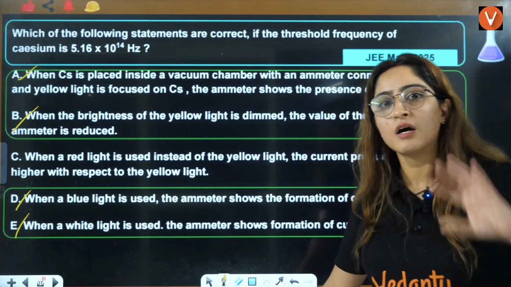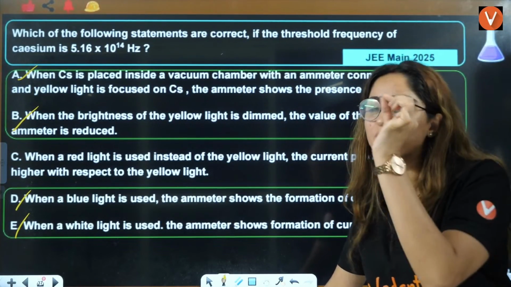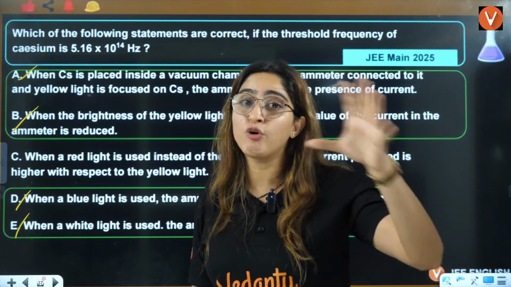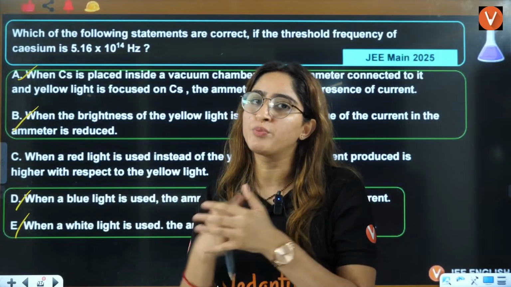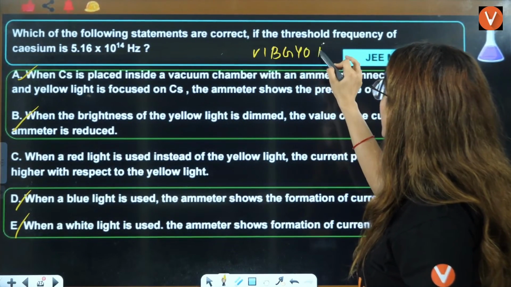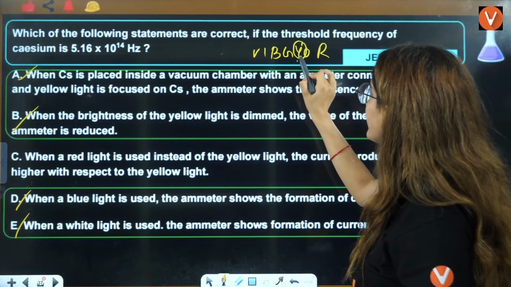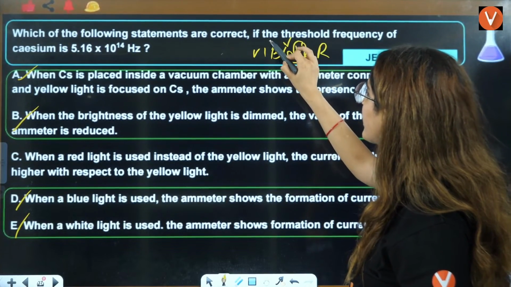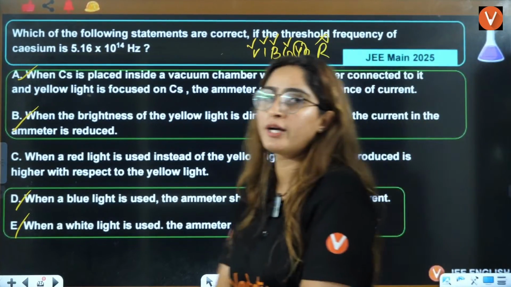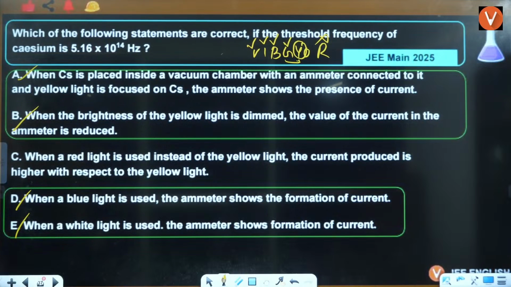What you have to remember here is just one point, that cesium, with yellow color, is going to produce current. So if you talk about VIBGYOR, right, this is yellow. If here it is producing, with green also it will give, blue also, indigo also, violet also. With the red it will not give, right? This is a factual question.